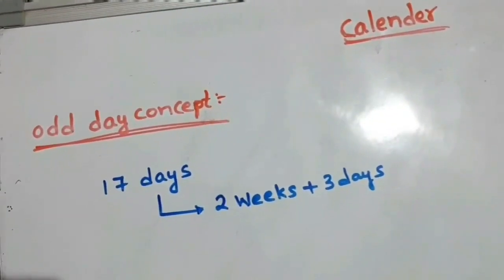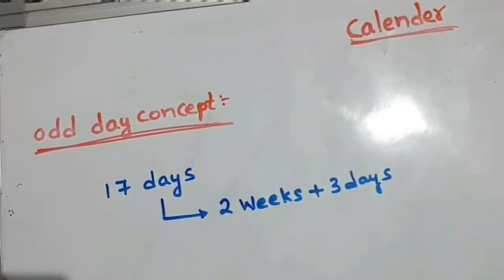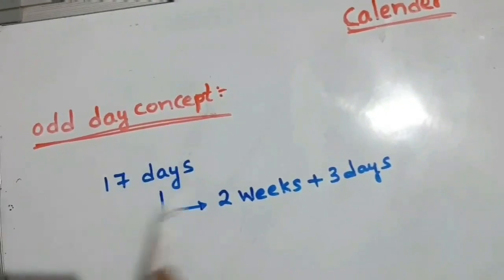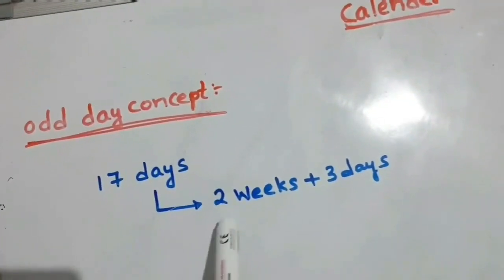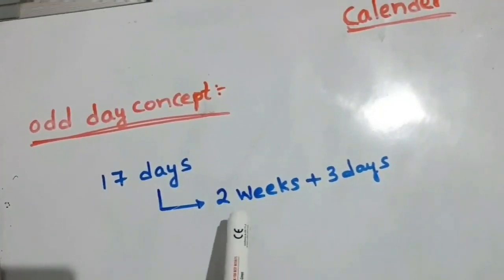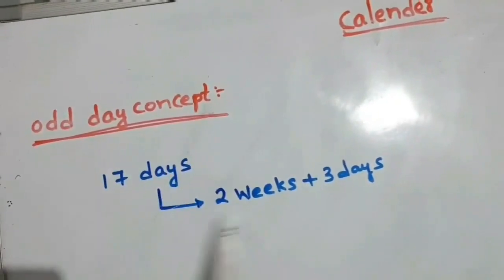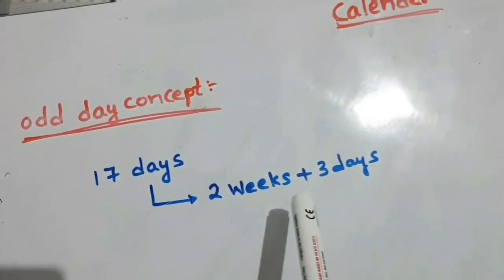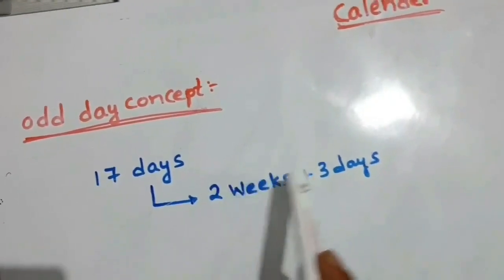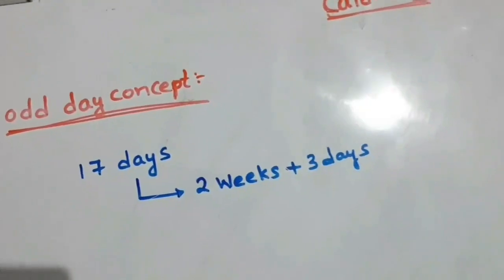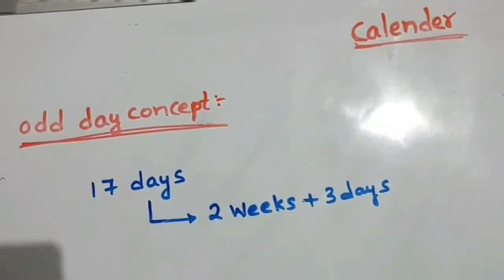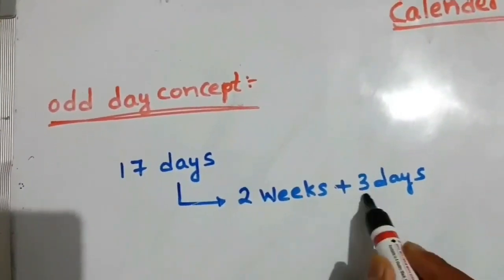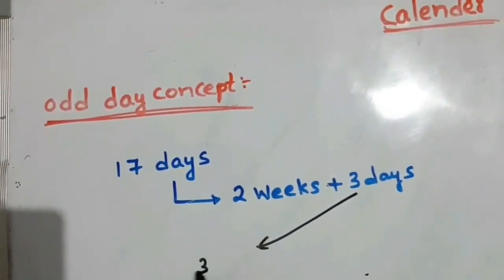17 days. In 17 days, how many odd days are there? We have to write the 17 days as complete weeks. If I write it in terms of complete weeks, I will get 2 weeks plus 3 days. Apart from complete weeks, 3 days are remaining. These 3 days are called odd days. So these 3 days are called 3 odd days.